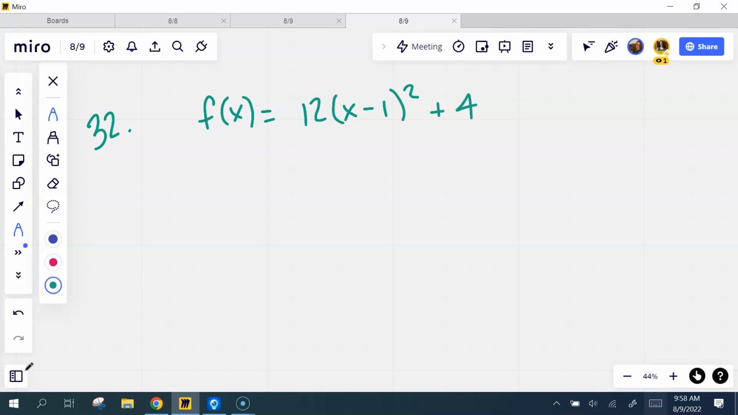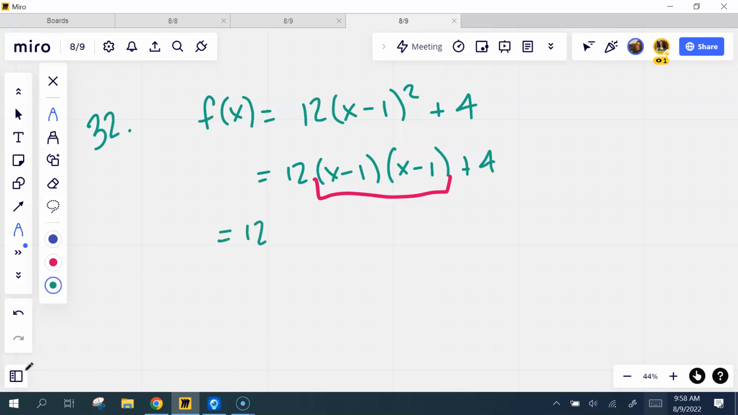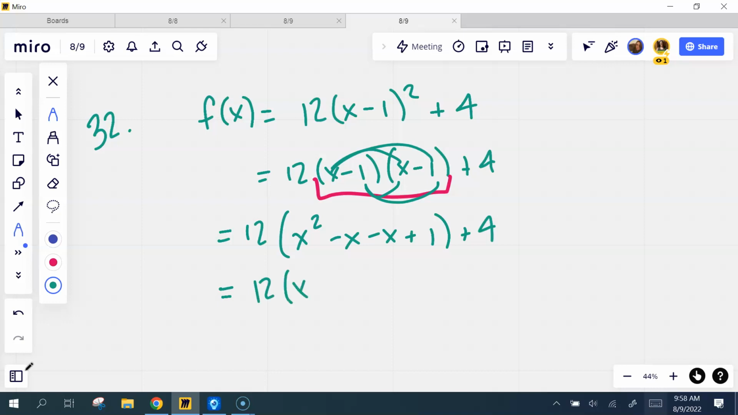So I need to do that exponent first. I need to FOIL, as y'all like to say, my x minus 1. And then I'll go through and take that 12 through to everything. So let me just focus on these two first. X squared minus x plus 1. Clean that up just a little bit. Combine your like terms. So negative x and negative x is negative 2x.